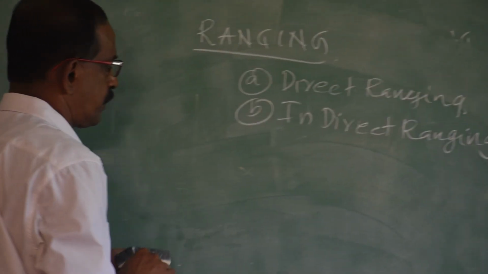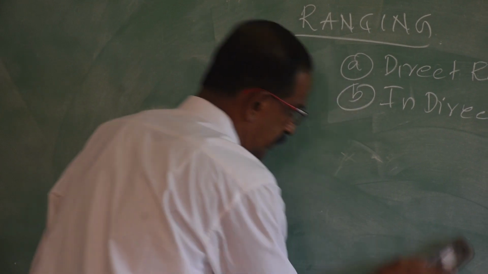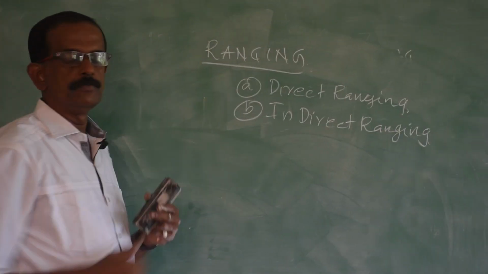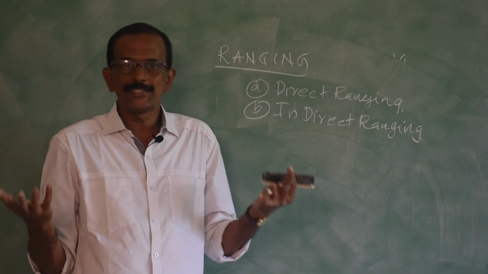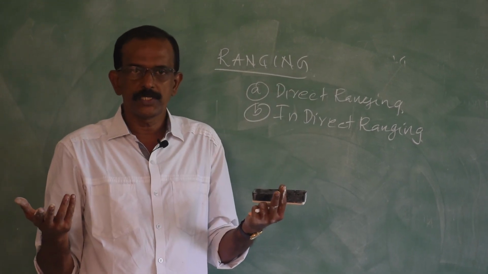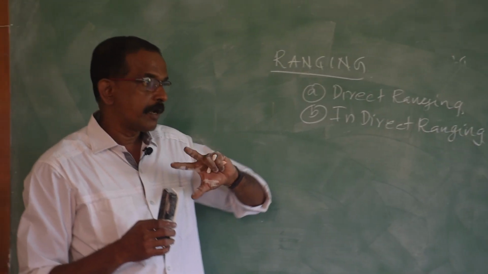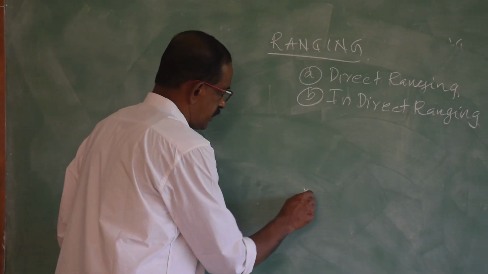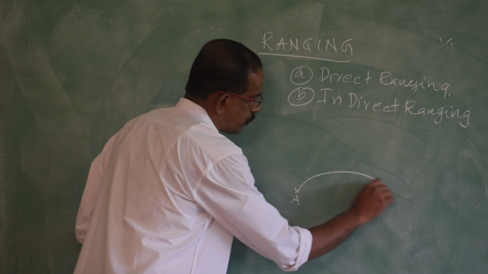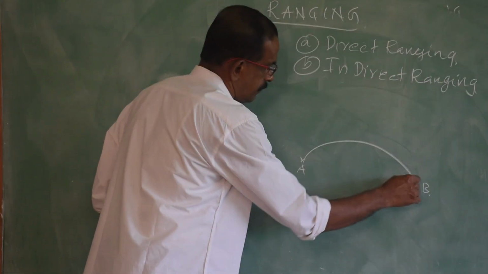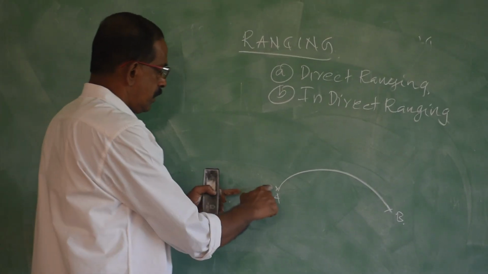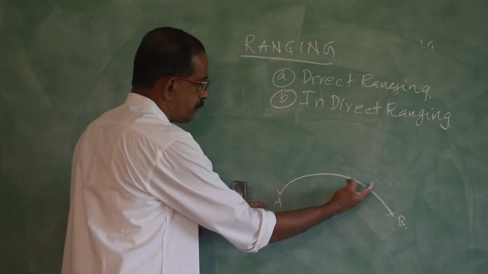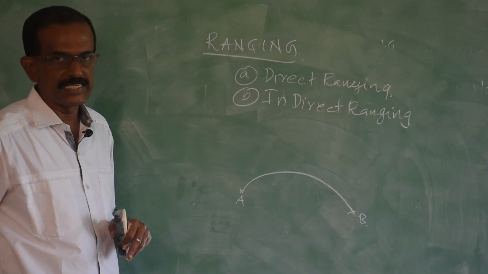Indirect ranging. Now, I explain the indirect ranging. When that situation occurs, if you stand at A, B is not visible, or if you stand at B, A is not visible. An example for such a case: suppose points are on the opposite side of a hill, say A here and B on the opposite side of the hill. If you stand at A, B may not be visible. So, how do we mark intermediate points between A and B to get the straight distance?